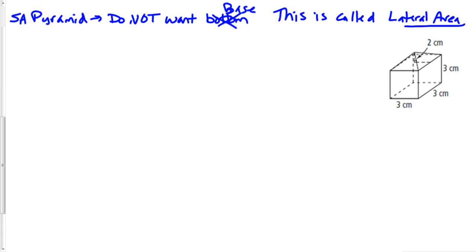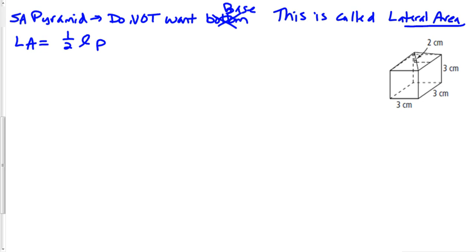So when you go to your formula sheet, go to the pyramid and find the lateral area formula. It's 1/2 LP. So I need to find the slant height and I need to find the perimeter of the base. Let's go ahead and start with my slant height.